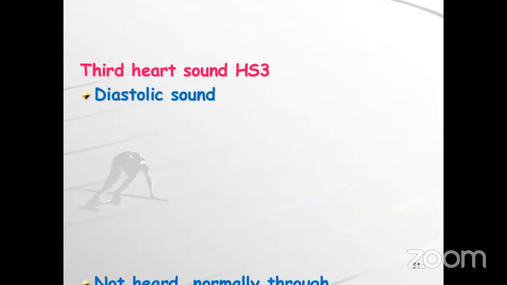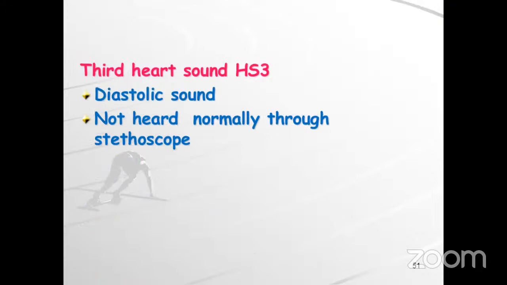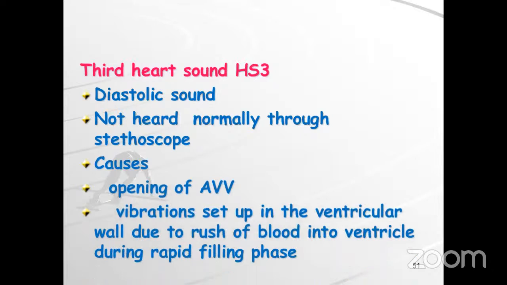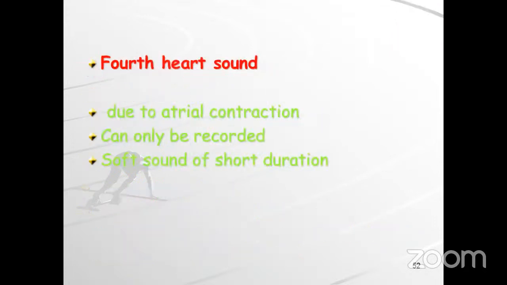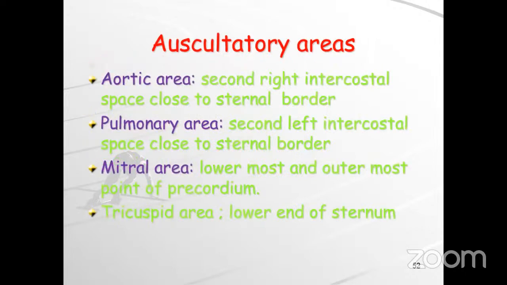The third heart sound is a diastolic sound not heard normally through the stethoscope. It is due to the opening of the atrioventricular valve and vibration set up in the ventricle due to the rush of blood into the ventricle during the rapid filling phase. The fourth heart sound is due to atrial contraction, which can't be heard. It is only recorded, and is a soft sound of short duration.